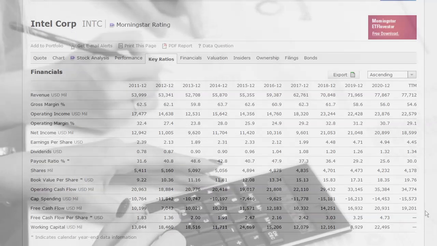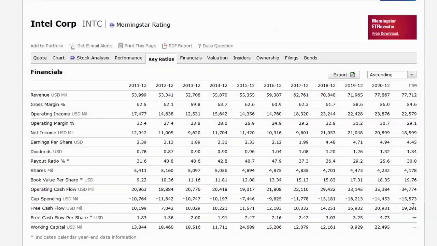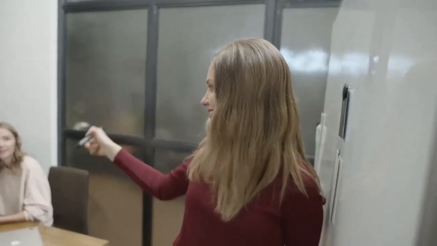Looking at this Intel example, you can see that in the most recent 12 months, they had a very large operating cash flow of $35 billion. They've reinvested 16 of that in capital expenditure. And then their benefit to owners, free cash flow, owners' earnings, is 19 billion. And that's the number that we'll use. So that's how you find it. Hopefully that was a useful introduction.